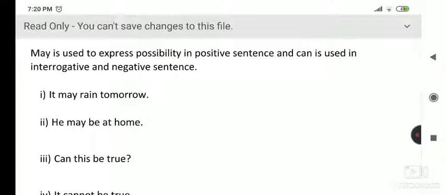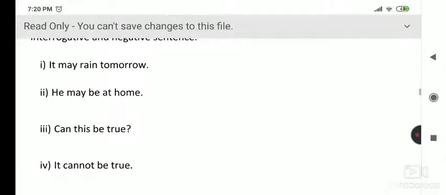In the third sentence, can this be true? Here also it expresses the possibility of rightfulness.